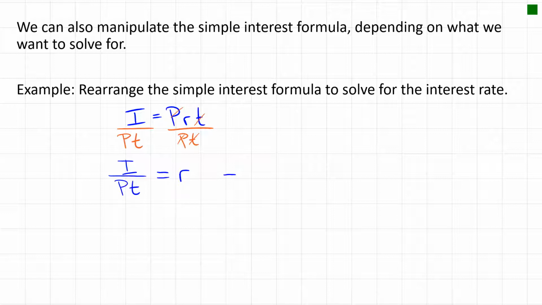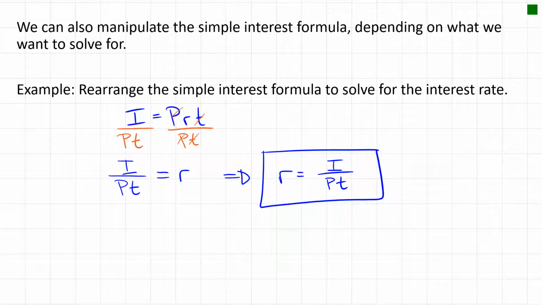And we could write this instead as R equals I over PT, just so that we have the nice equation with the variable first. So R equals I over PT. So we can manipulate this simple interest formula whichever way we want to solve for the variable we're interested in, and that's what we're going to be doing in this video.